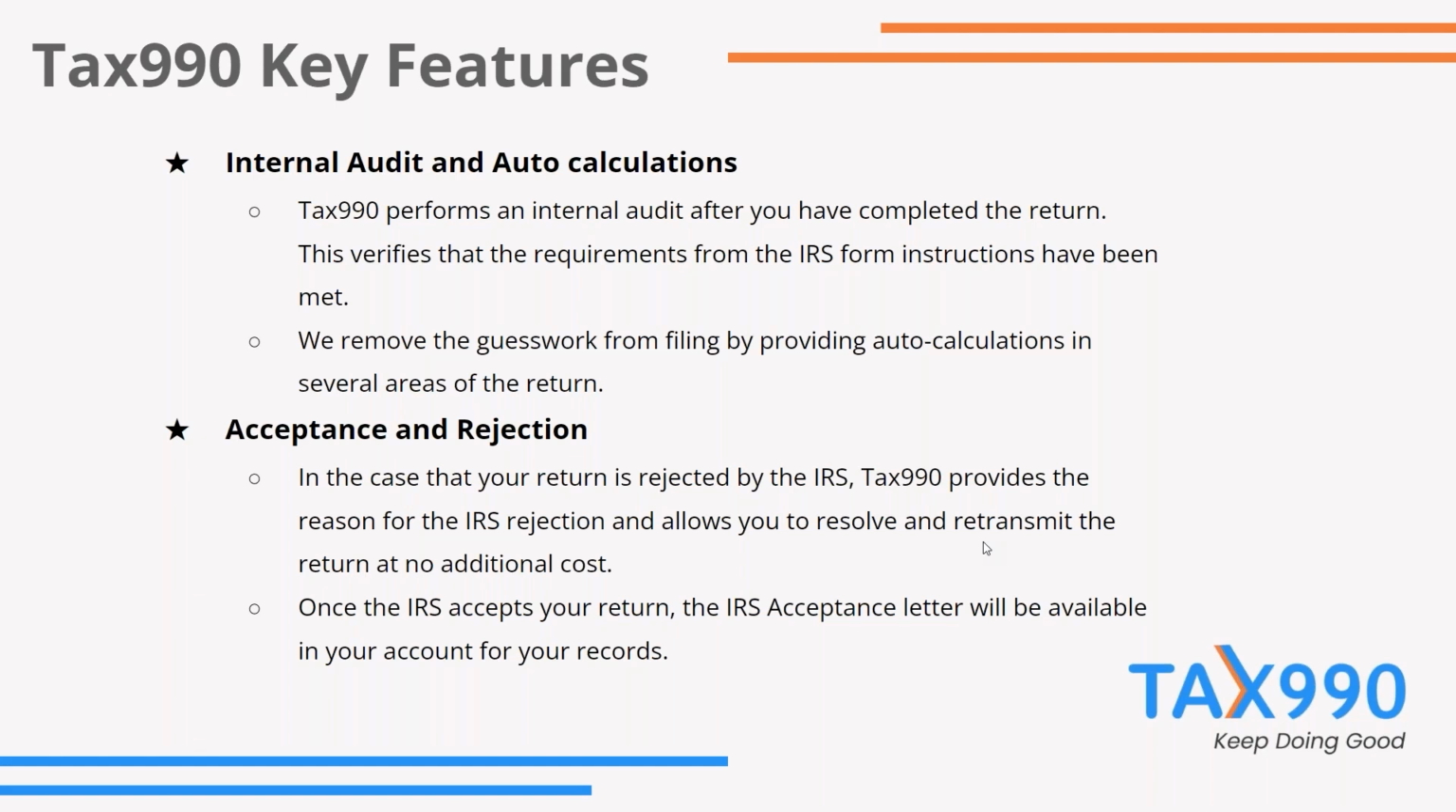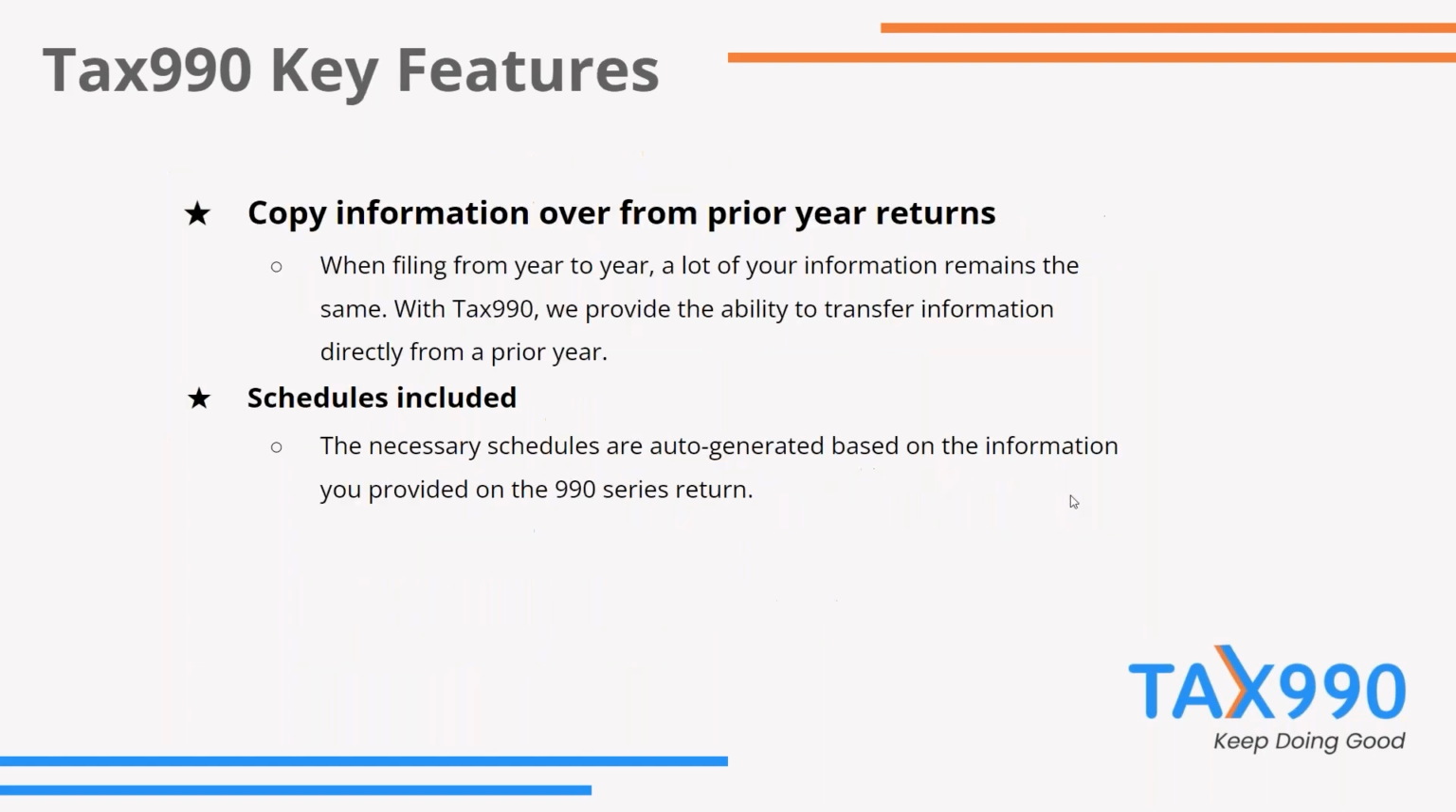It's also important to know when the return is accepted. So once the IRS provides a status update, you'll receive an email with the acceptance notice. The IRS acceptance letter will be available in your account for your records and will also have a submission ID number. The submission ID number is handy if you ever have to contact the IRS. You can provide that submission ID number and they can pull up that record for you.